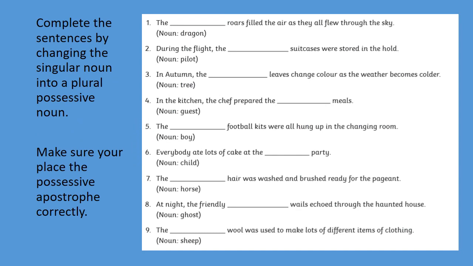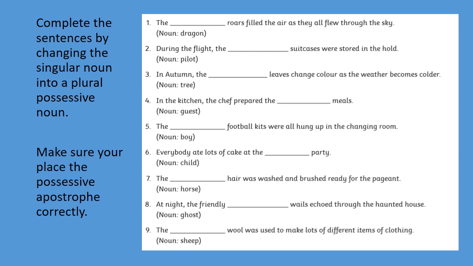Now we're going to have a go at completing the sentences by changing the singular noun into a plural possessive noun. Make sure you place the possessive apostrophe in the correct place. So we'll do the first one together. The dragon's roars filled the air as they all flew through the sky.